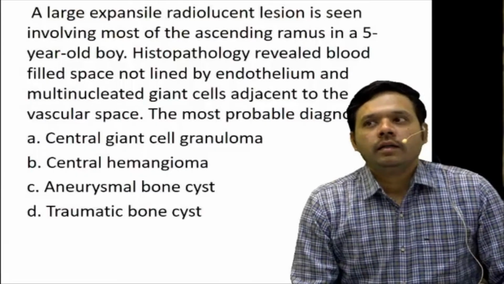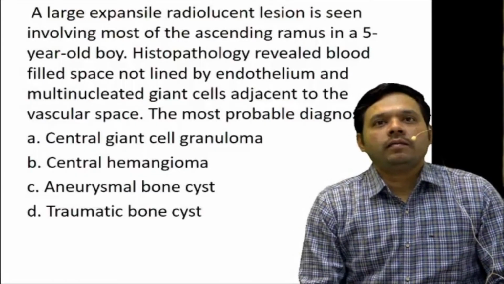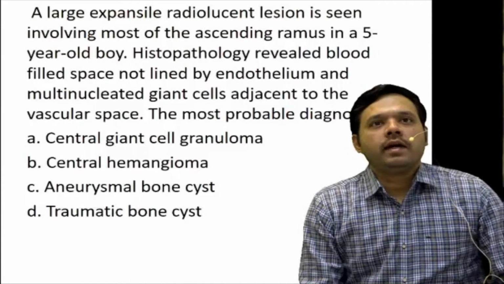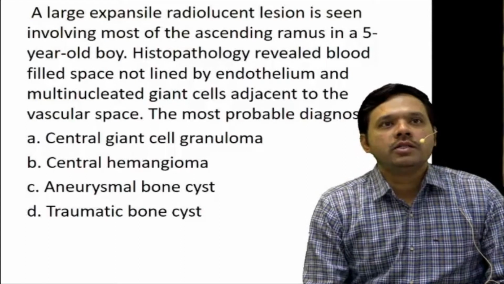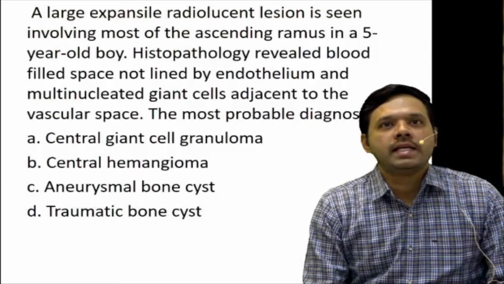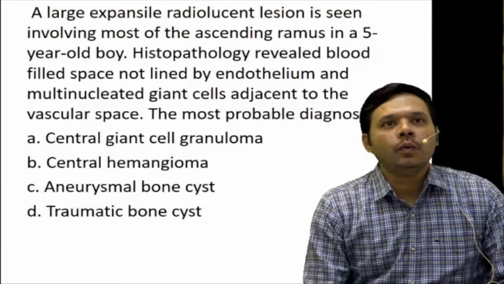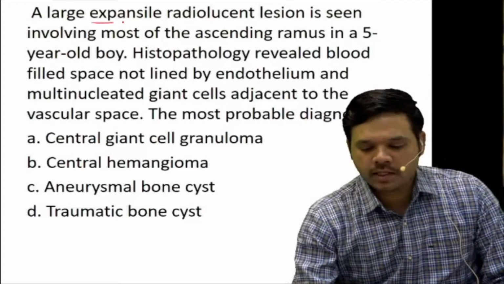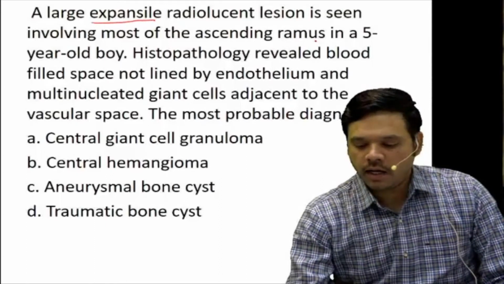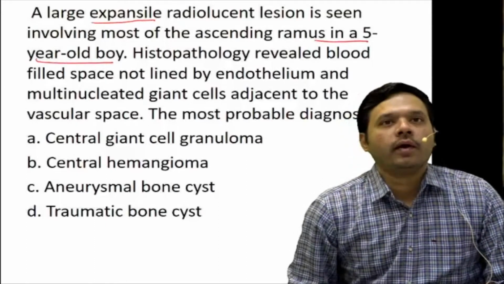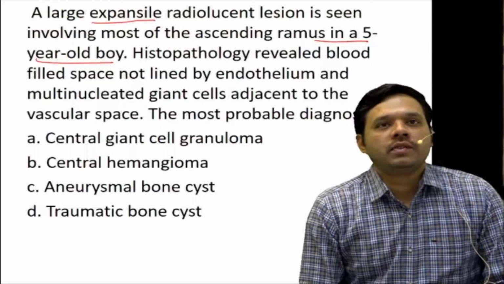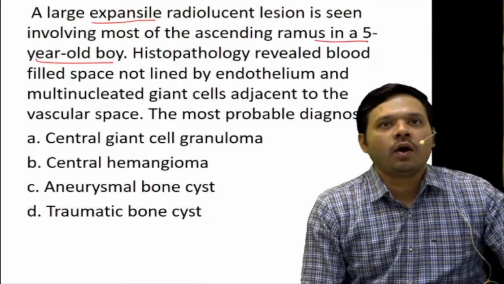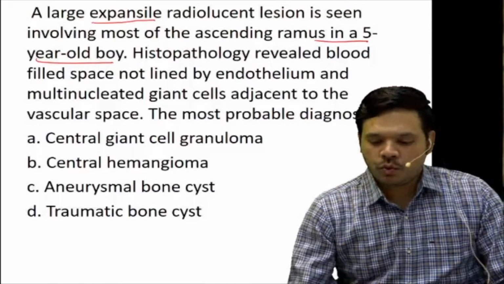Hello everyone. So let us discuss one more important question here. The question says that a large expansile radiolucent lesion is seen involving most of the ascending ramus in a 5-year-old boy. So here one thing that we can see in the question itself is that it's an expansile lesion. Basically it is seen at a young age, that is a 5-year-old boy. And when you do a biopsy of such a case, the histopathology revealed blood-filled spaces which are not lined by endothelium. So this is an important point.